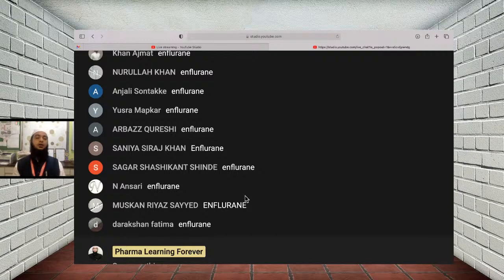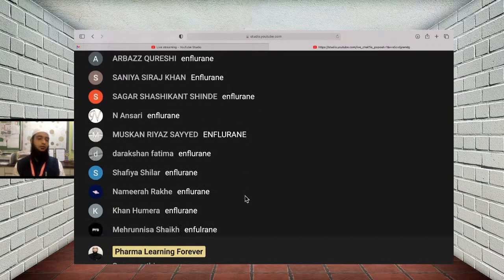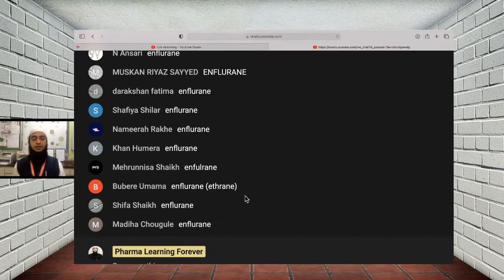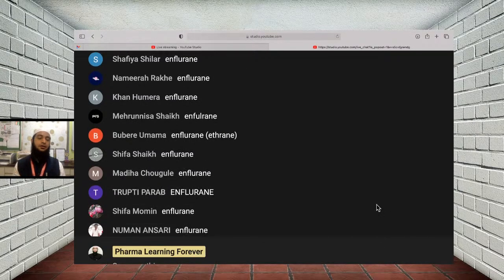So you can use enflurane to replace the isoflurane. Okay, so that is the advantage of enflurane. Likewise, even nowadays enflurane is replaced with other drugs as well.